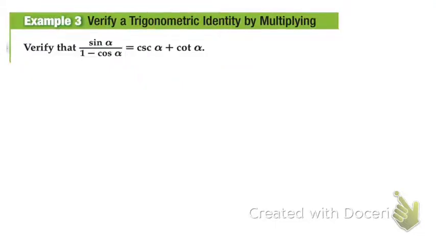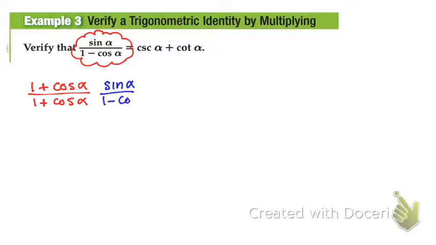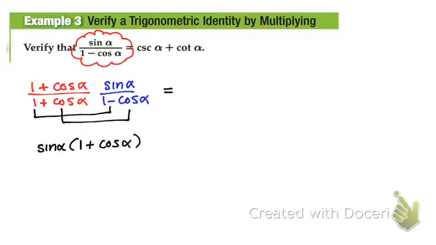All right, so here's an example of when we might multiply by the conjugate. So you can see on this side I have a 1 minus cosine A. So I'm going to take that and I'm going to multiply the top and bottom by the conjugate of 1 minus cosine A, which is 1 plus cosine A. And just like in the last problem, when you multiply A plus B times A minus B, you just get 1 squared minus cosine alpha squared.